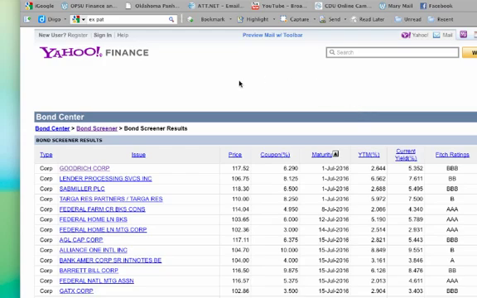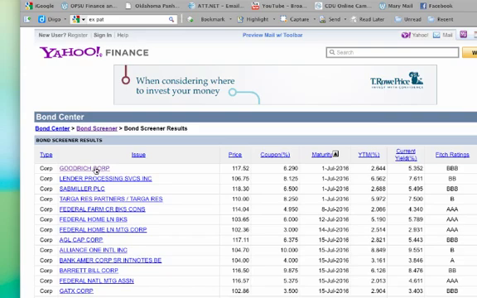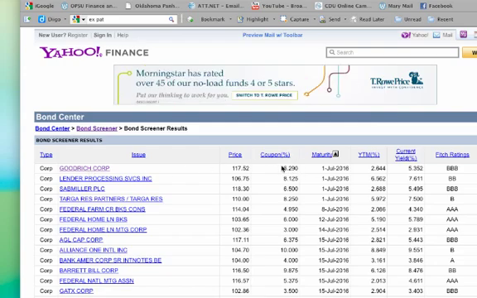Okay, here we go. We found some bonds, and basically we have everything. Let's just do this first one. Goodrich Corp. That would be the name of the bond. Here is the coupon rate, 6.29%, and the maturity date is July 1st, 2016.